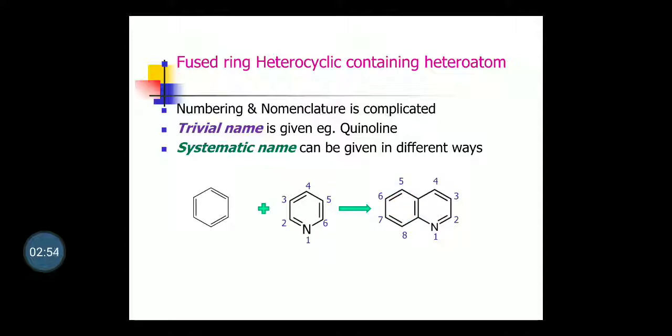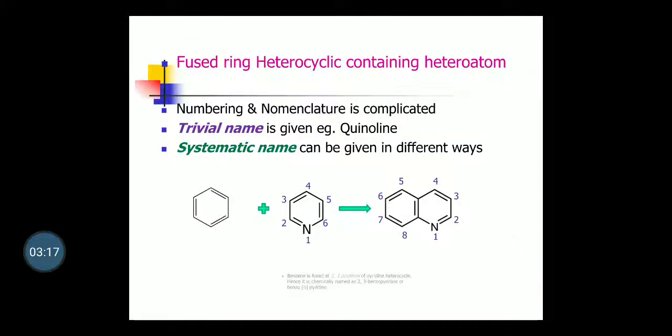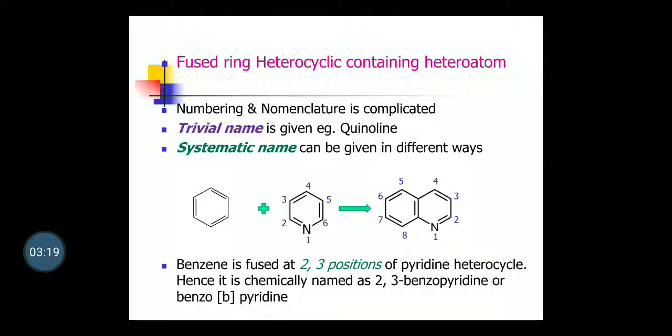So this is how the fusion is going on, and what the trivial name is for the fused ring structure. This fused ring structure is quinoline. Whereas if you are talking about the systematic name, the systematic name is this one: benzene fused at the 2, 3 position of the pyridine heterocycle, and hence chemically it will be 2,3-benzopyridine or benzo[b]pyridine. B stands for the position we had taken, that is 2 and 3.